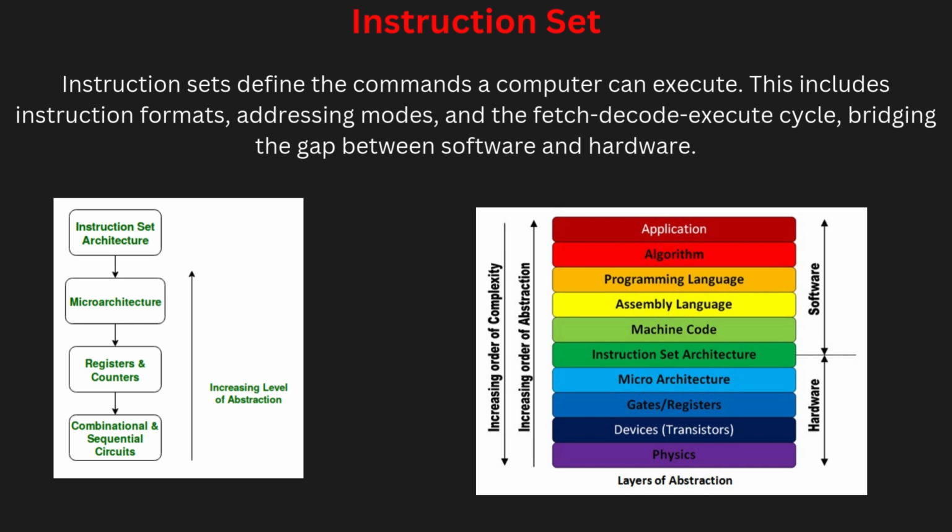So now, the instruction set. The instruction set is the language a computer understands, defining the operations it can perform. It includes the instruction formats, the addressing modes, and the sets of commands for various tasks. Addressing modes determine how operands are accessed, like immediate, direct, indirect, indexed, various types of addressing modes.